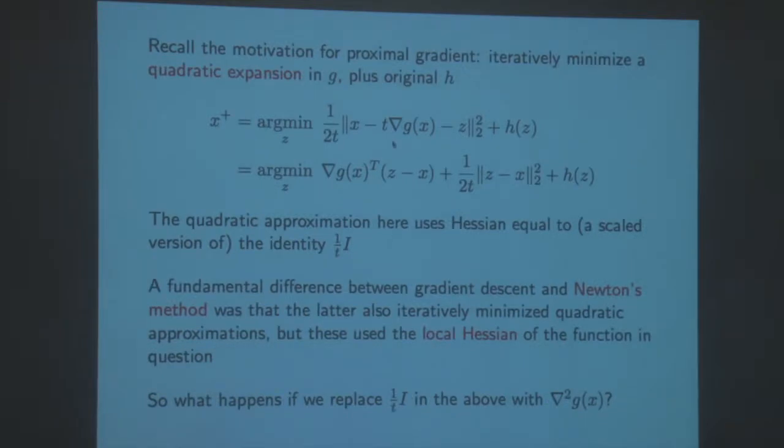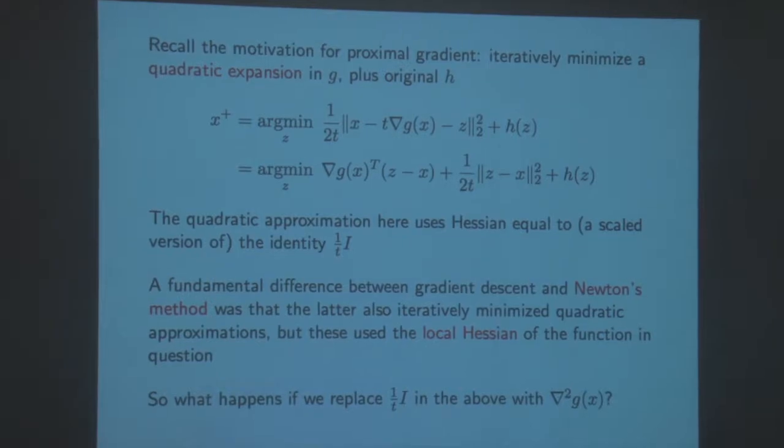The motivation was that it basically minimized at every step a quadratic expansion of g plus the original h. Because h wasn't smooth, we actually don't make an expansion to it. We just make a quadratic expansion of g. And in that quadratic expansion of g, you can see the Hessian we replaced by a multiple of the identity. So it's really a linear expansion plus a squared error term between z and x.